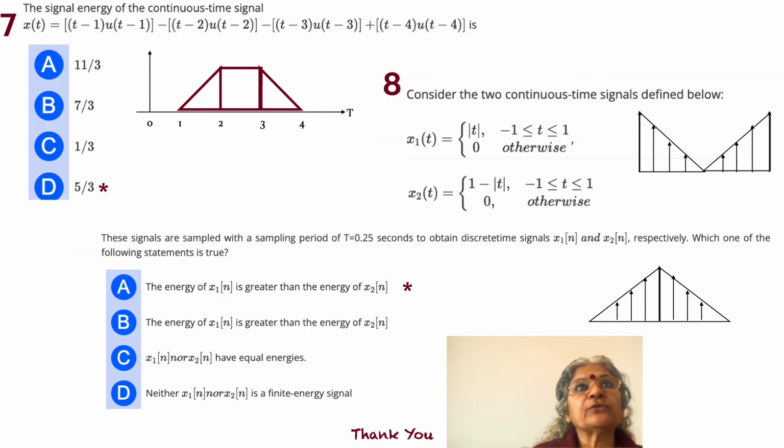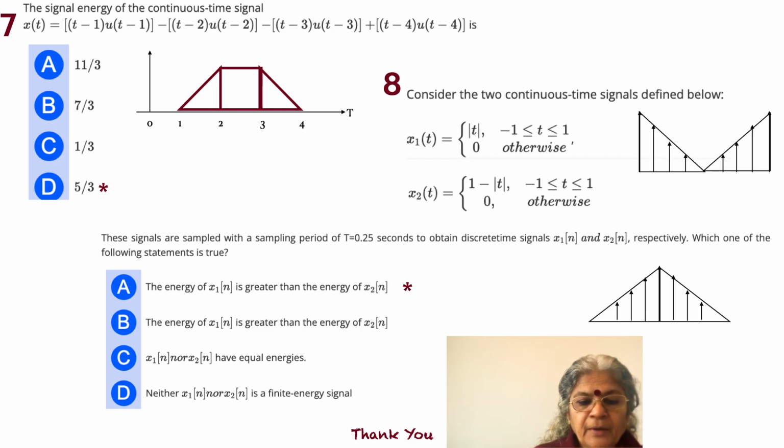Okay, so let's move to the 8th problem. Here we have a similar situation, but it looks as though it's a discrete time signal based on the diagram that I have drawn. It's not given as it is. So what does it ask? Consider the two continuous time signals defined below. x1(t) is equal to the amplitude of t from -1 to +1, and it's 0 elsewhere.